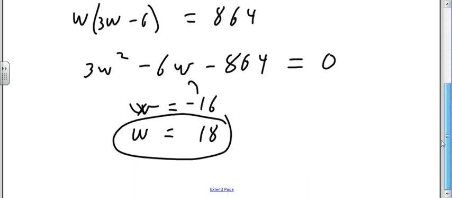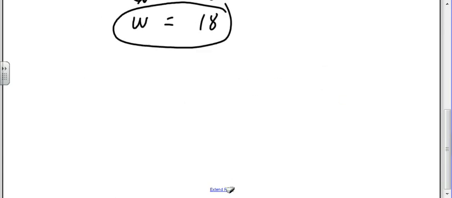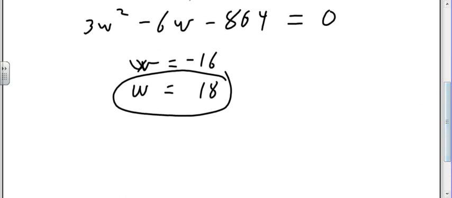Now, I could have done something different. Want me to do something different? All right, so I'm going to do something different. This looks like everything's divisible by 3, so I'm going to divide everything by 3. W squared minus 2W minus 288. Really? 864 divided by 3. Yep, 288.